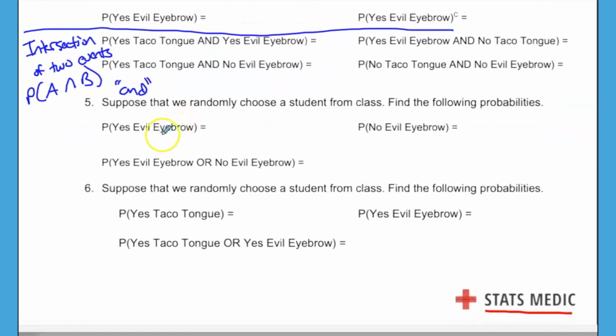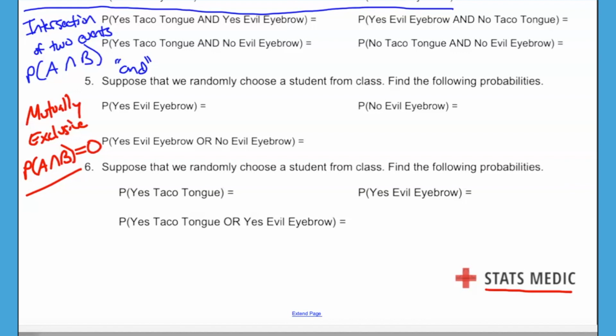Next, we're going to have 2 events: either they can evil eyebrow or they cannot evil eyebrow. We're going to talk about those as being mutually exclusive events. Two events that are mutually exclusive cannot happen together, so the probability of A and B happening at the exact same time would be 0. A common example to give students would be the probability of randomly selecting a male in Walmart and the probability of randomly selecting somebody that is pregnant in Walmart. Those would be 2 mutually exclusive events because the probability of selecting somebody who is male and pregnant would be 0.